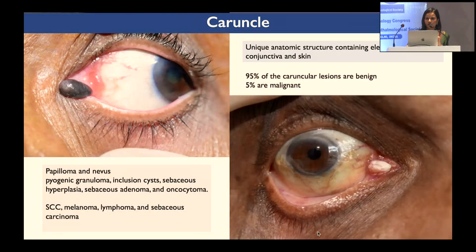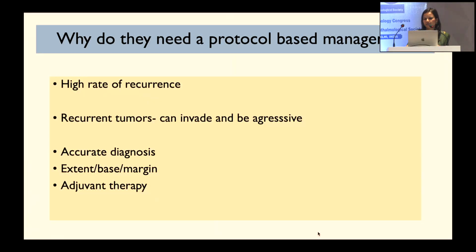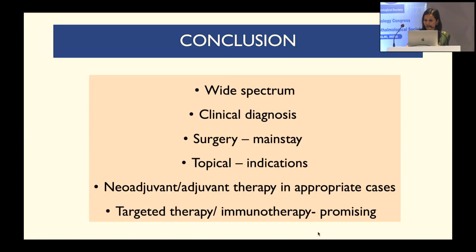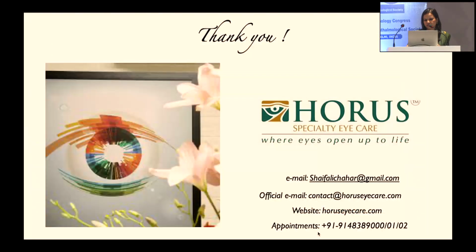The caruncle has sebaceous glands, it has skin, so many layers are there which can give rise to multiple lesions and need to be dealt with appropriately. So I just want to highlight that the spectrum is very wide, but a clinical diagnosis can be made appropriately. Surgery mostly is the mainstay. In most of these cases, observation is there, and we should know about targeted therapy and immunotherapy, which have promising results in such cases.